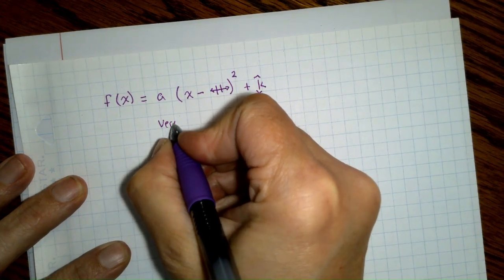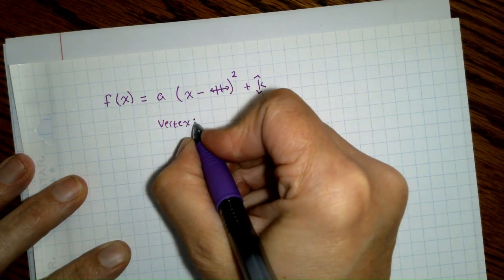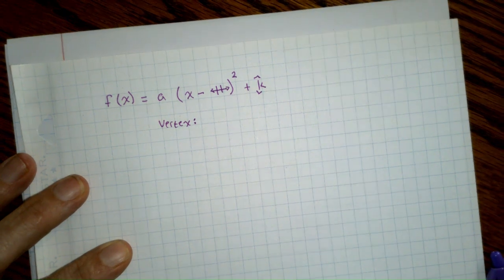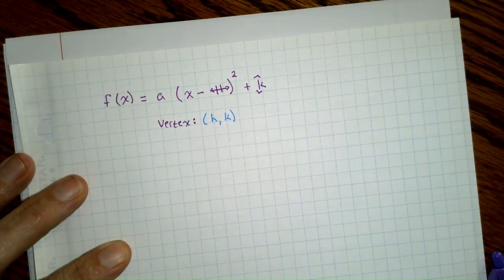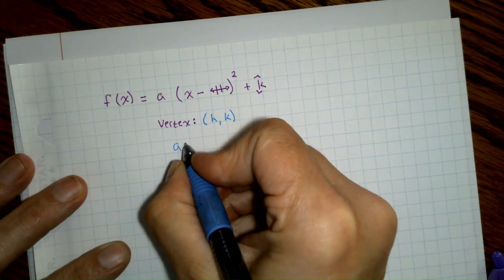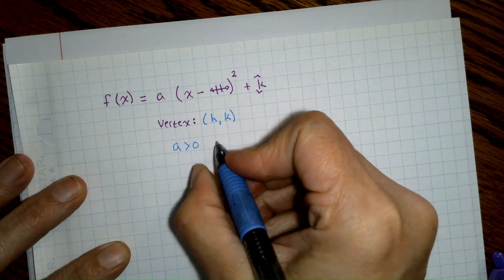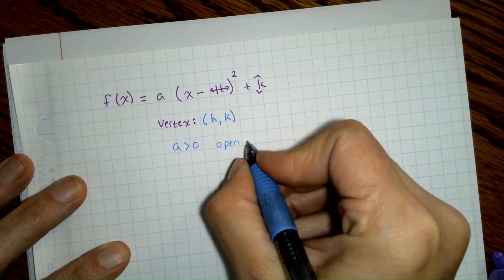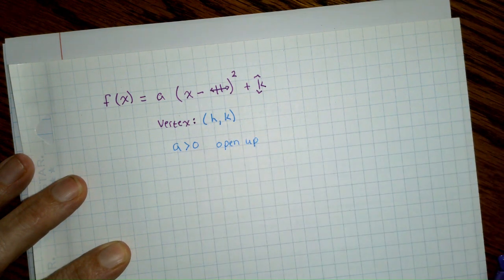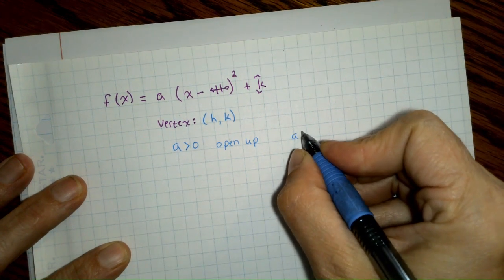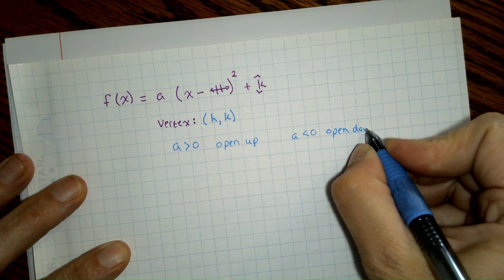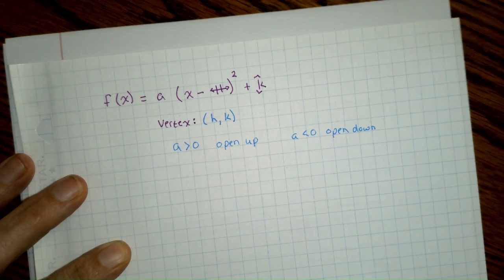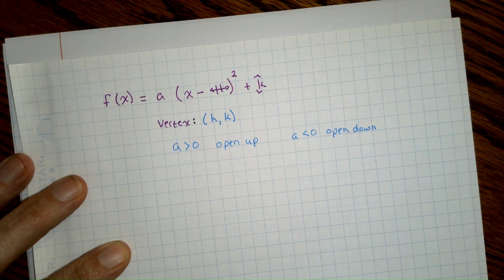But what we're going to find out is that the vertex is going to be given to us because it's vertex form. And that's going to be our H value and our K value. If A is greater than 0, it will open up. If A is less than 0, it will open down. And that's because, remember in that transformation video, we talked about how if you have a negative out front, it reflects it over the x-axis.